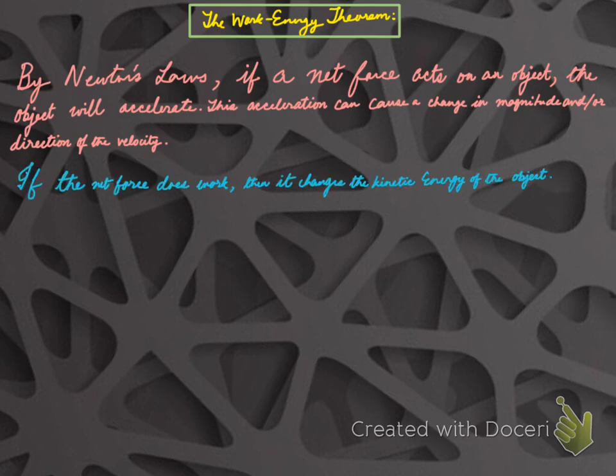If the net force does work, then it changes the magnitude of the velocity and the kinetic energy of the object. Because you might remember, the kinetic energy is 1/2 mv squared, which means that if the magnitude of v changes, then the kinetic energy must change too. So the work done by the net force changes the kinetic energy. So the work done by the net force equals the change in kinetic energy, or kinetic energy final minus kinetic energy initial.